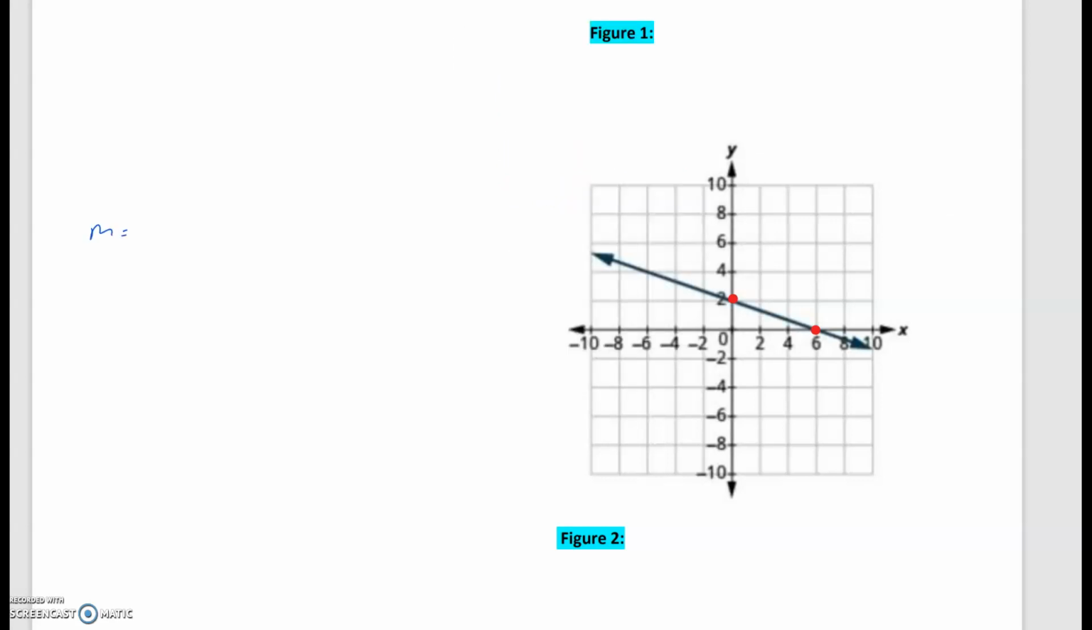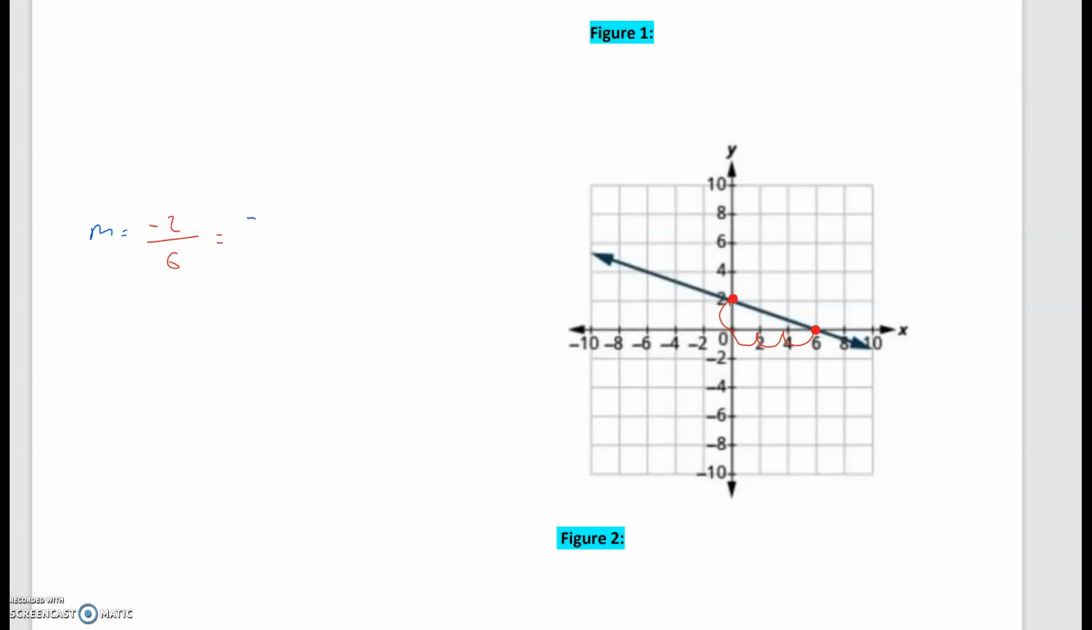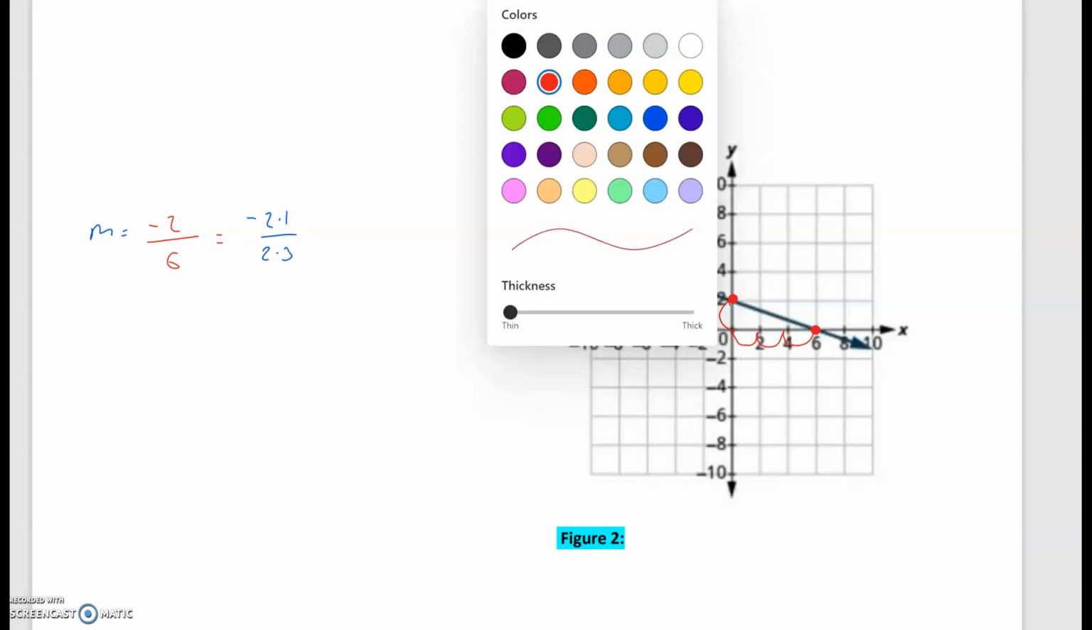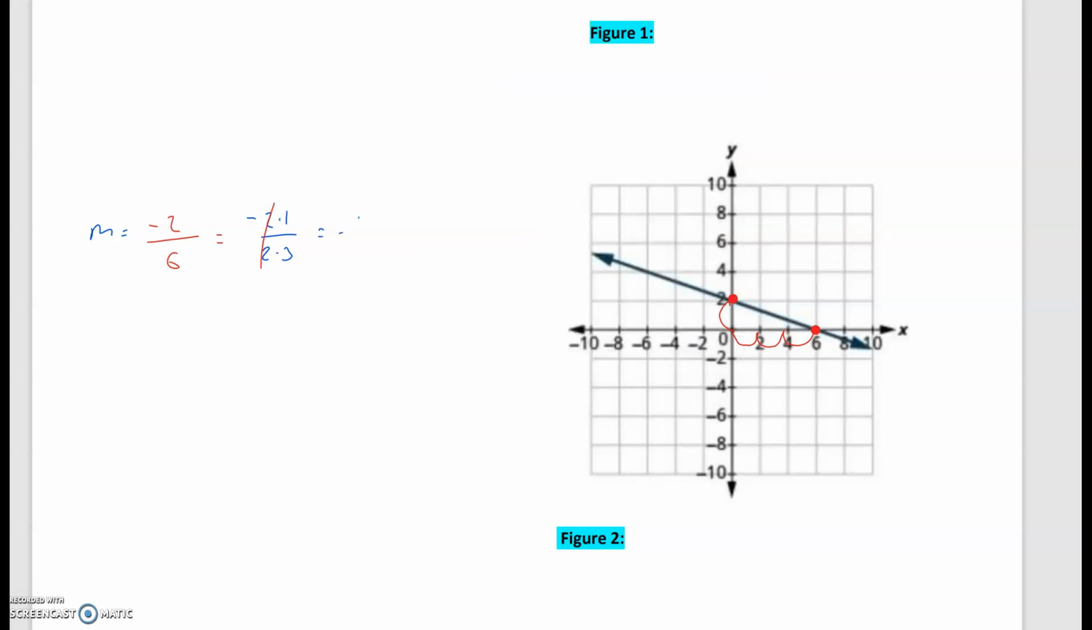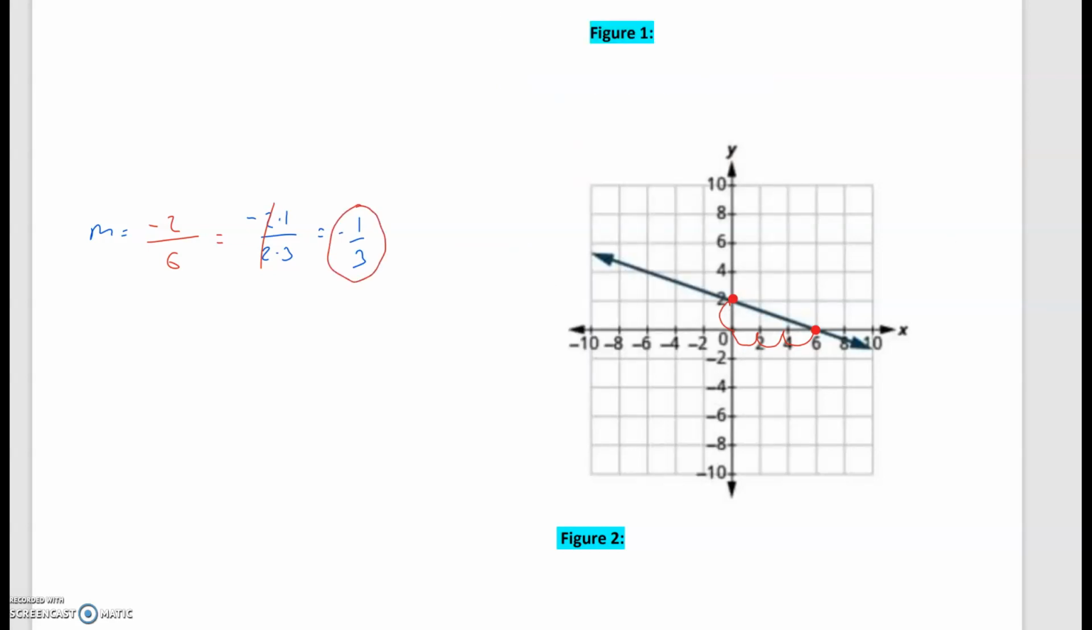As we write the value of the slope, we have to be careful on this one because the actual value of the slope is negative. This line is decreasing, so it's going to be -2 over, and technically it's going by 2, so 2, 4, and 6. Which is equal to, and then we'll reduce it. So this is -2 times 1 over 2 times 3, and we can cancel the 2's. So we'll end up with -1/3. And that's actually it for figure 2.